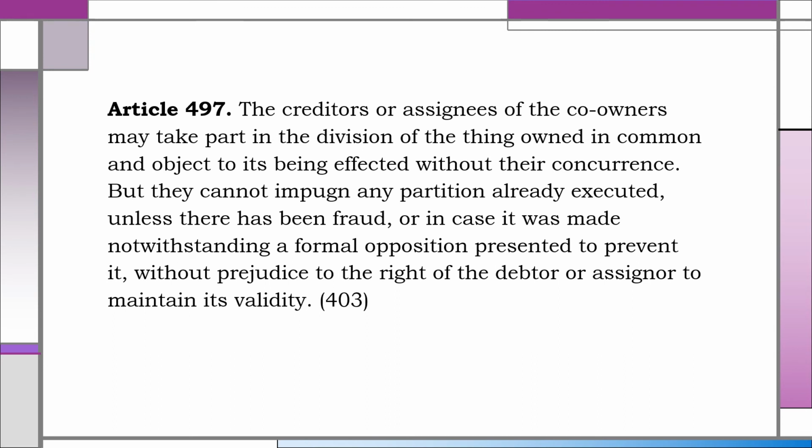Example: A, B, and C are co-owners of a lot. They are indebted to X for the construction of certain improvements thereon. In the partition proceeding, X is allowed to participate. If X did not participate, he is not allowed to impugn a partition already executed unless 1. X was defrauded, and 2. X has previously presented a formal opposition to prevent it. However, if the co-owners believe that the partition had been made validly, without the creditor being prejudiced, they have the right to prove their contention.